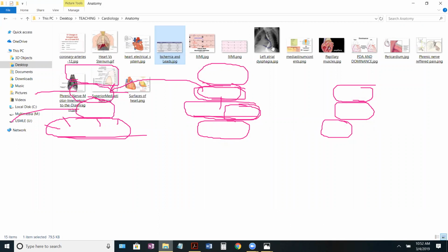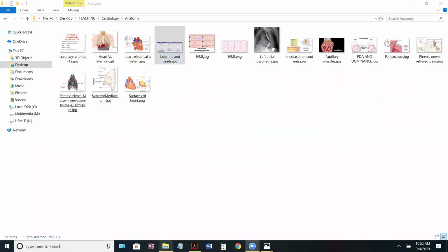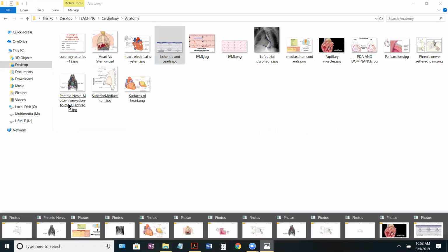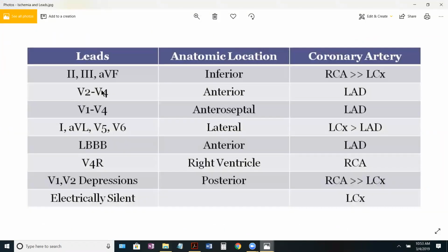Okay, so the concept is that each vessel supplies a specific area, and each area produces changes in specific leads of the ECG. And so they can ask reciprocal questions. They can ask you, okay, we see changes in these two leads, V2 to V4. Tell me which vessel is being involved. It's the LAD. Or they may ask you, okay, we saw that the LAD is involved. In which ECG leads are we going to see the changes most? So remember, these are V2 to V4. These are the reciprocal types of questions they ask you regarding ischemia.